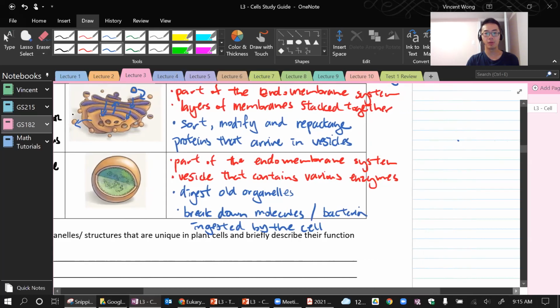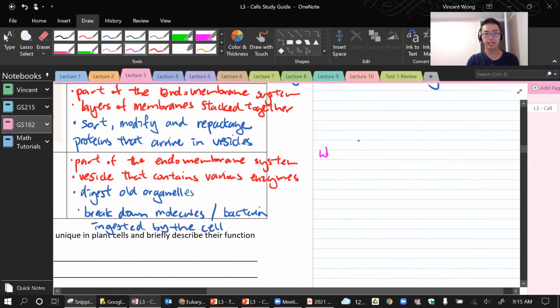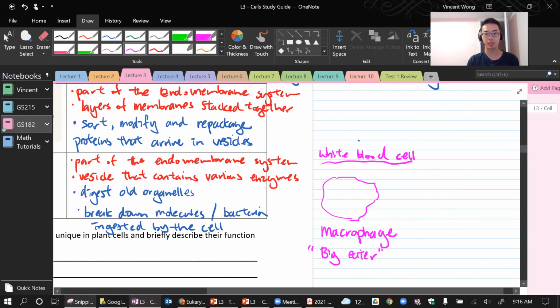Okay, so an example of this would be white blood cells, right? So you have many different types of white blood cells, and I will teach you all the glory details next semester. But one of the white blood cells that we have is this thing called a macrophage. Okay, macro means big, phage means eater. So this is literally the big eater. I'm not making this up. This is for real. Okay.